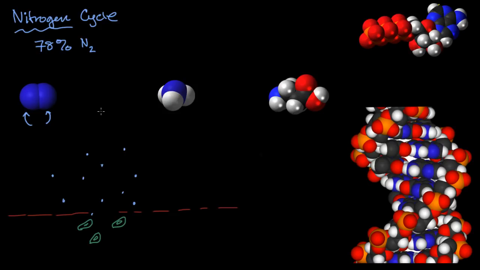So this is the bacteria right over here. That's just a little circular strand of DNA. I could make it more complicated, but let me just do it like this. Bacteria is able to fix that N2 and take it to ammonia, NH3. And it's this ammonia that is really useful for plants and other complex organisms. So this right over here.